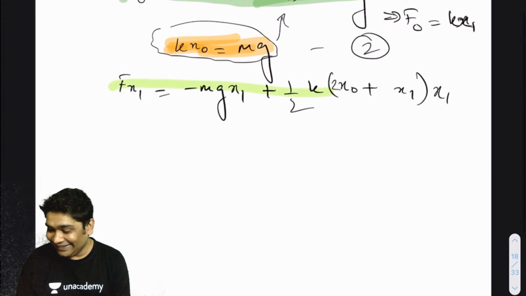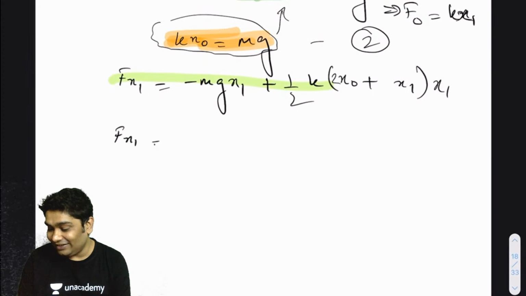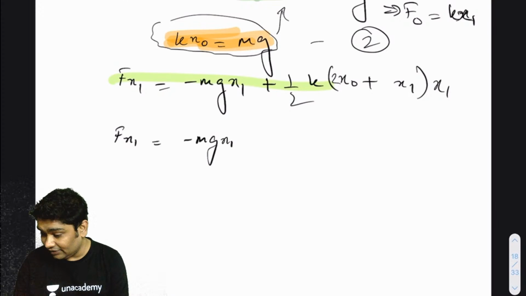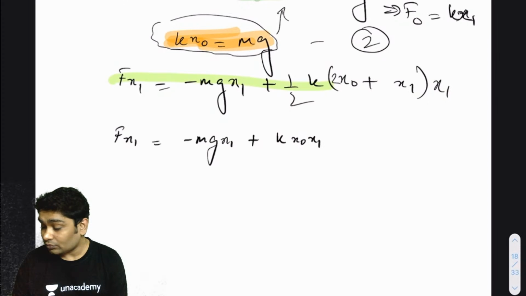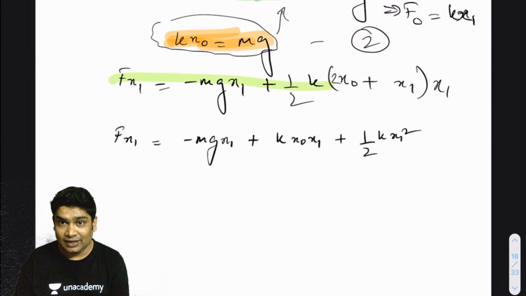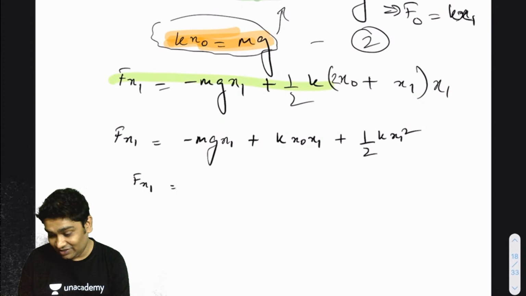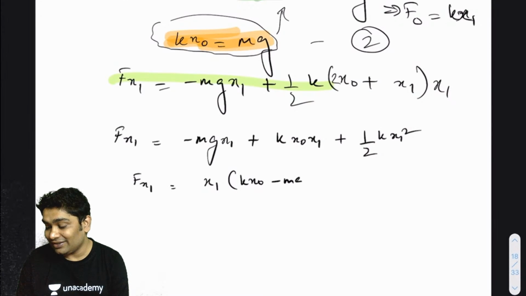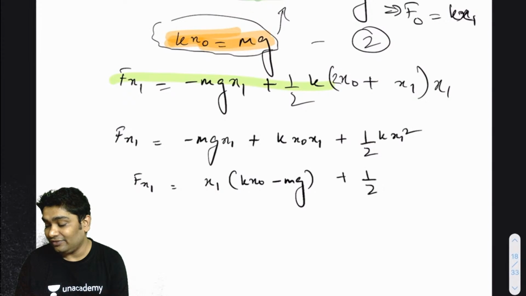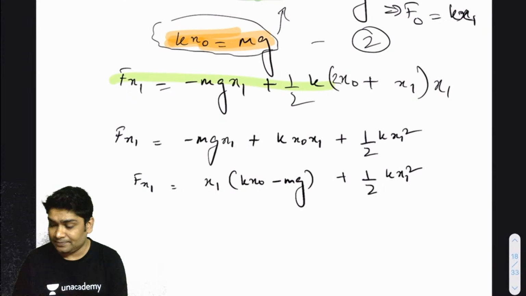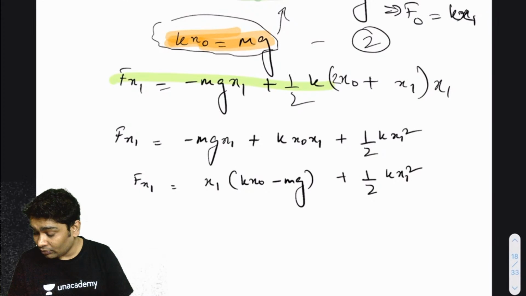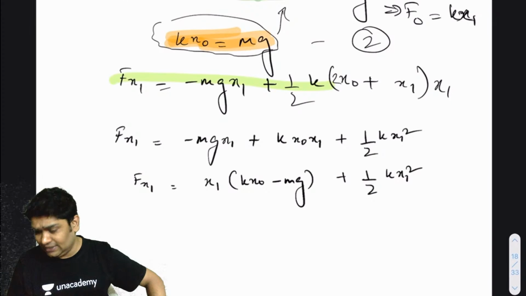Okay, so let's see, F x1 equals minus mg x1, and here I would have had plus k x naught x1 plus half k x1 square. Now it is right. F x1 becomes equal to x1 taken common (k x naught minus mg) plus half k x1 square. Okay, is that fine now?